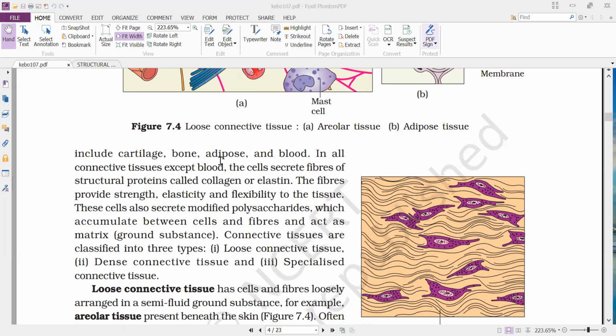Adipose tissue is the tissue involved in storage of fats, and the cells involved in storage of fats are called adipocytes. So adipose tissue is a type of connective tissue, and very important, blood is also a connective tissue. Some are specialized and some are soft in nature. Adipose and blood are soft in nature, whereas cartilage and bone are specialized types of connective tissue.